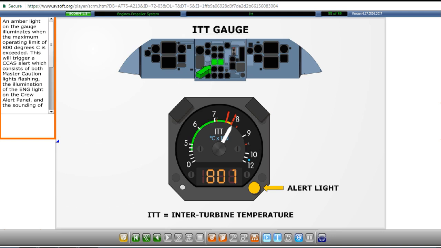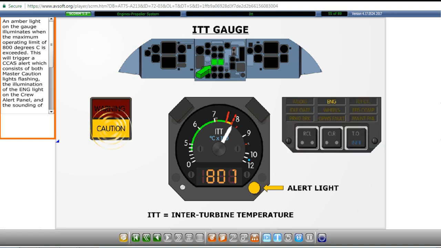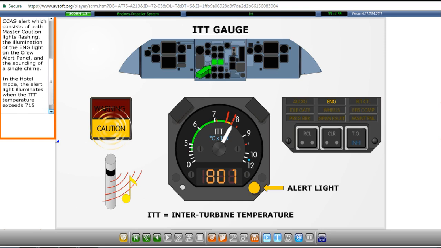This will trigger a CCAS alert, which consists of both master caution lights flashing, the illumination of the engine light on the crew alert panel, and the sounding of a single chime. In the hotel mode, the alert light illuminates when the ITT temperature exceeds 715 degrees Celsius.